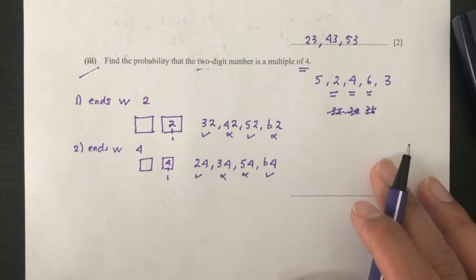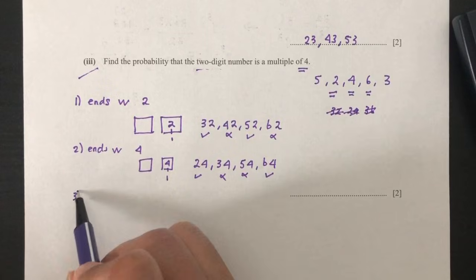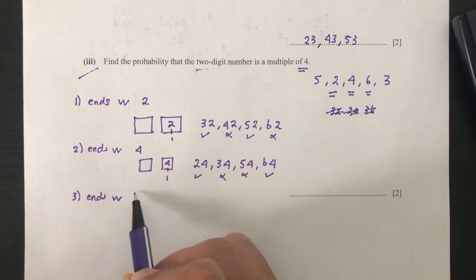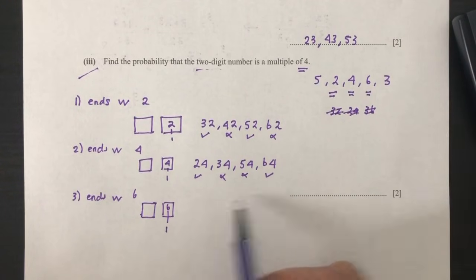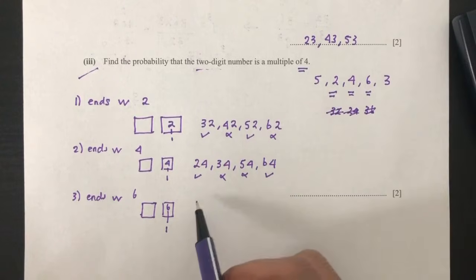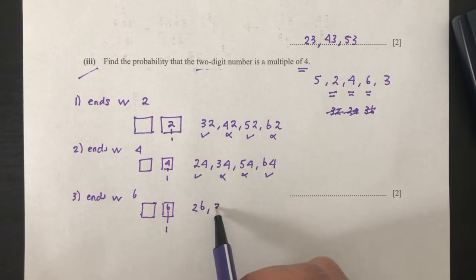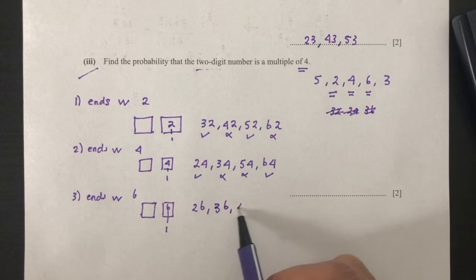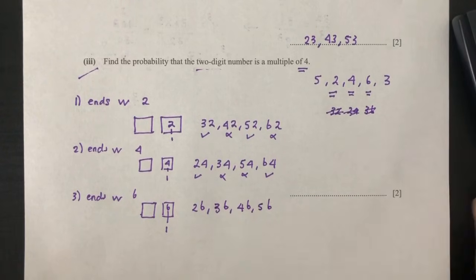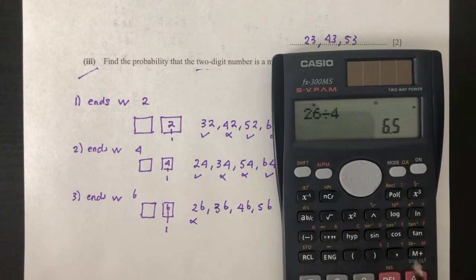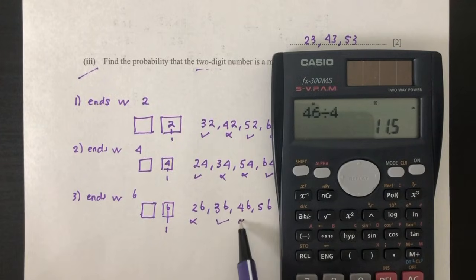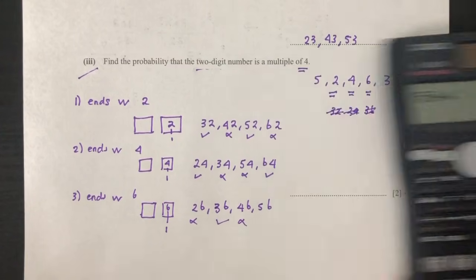And the last option is ends with 6. Ends with 6, so two cases, and the one here is 6. So we have a few options. For the numbers that end with 6, it can be 26, it can be 36, it can be 46, and 56. So let's test. 26 divided by 4, nope, not good. 36 divided by 4, that is good. 46 is not good. And the last one, that is good.